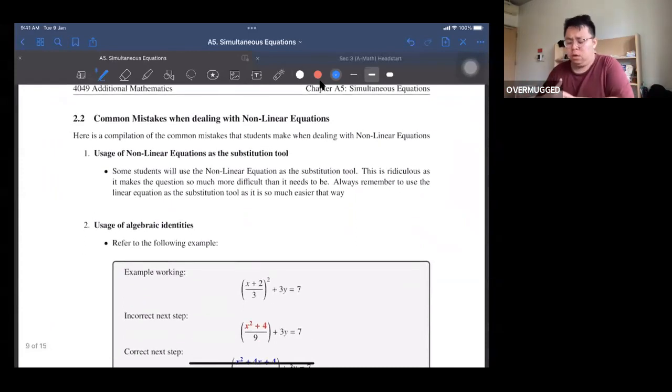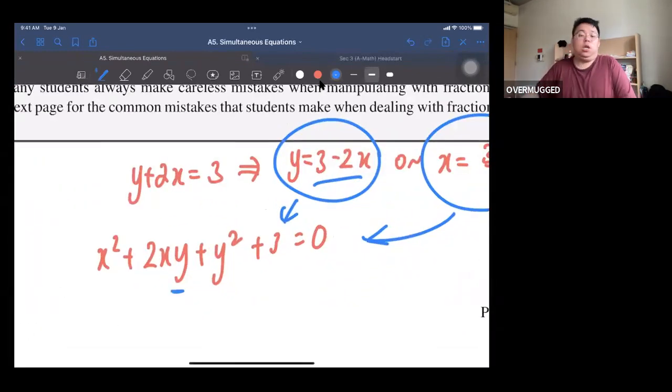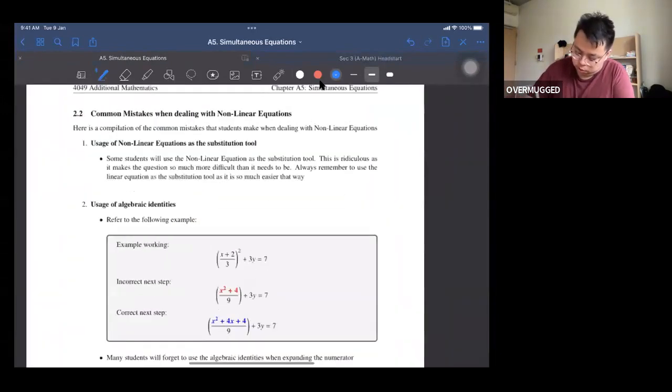So let's start with the first one: using the nonlinear equation as a substitution tool. What this means is that people use, okay, I'll show you. Let's say I have these two equations. Some people will go and take this y and make it the subject. So they will write y equals negative x squared minus 3 minus y squared, divided by 2x. Then they throw it in. Does that make sense to you? Does that look right? No. There's also a y squared here. You cannot do that. There are people that do that when they are very desperate. That is something you should never ever do, because you will 100% get stuck. So this is a common mistake. Please do not make this mistake.